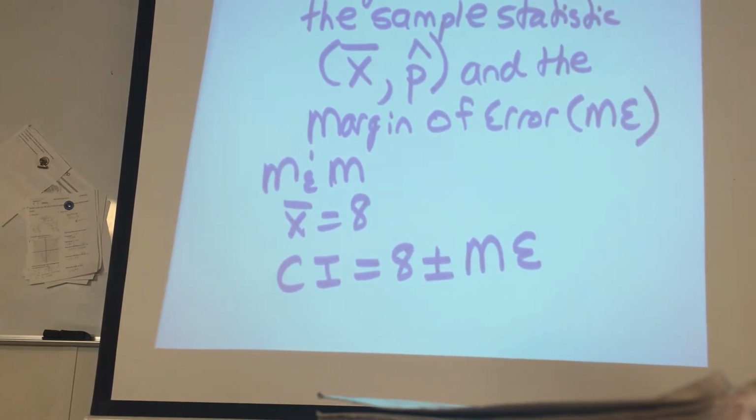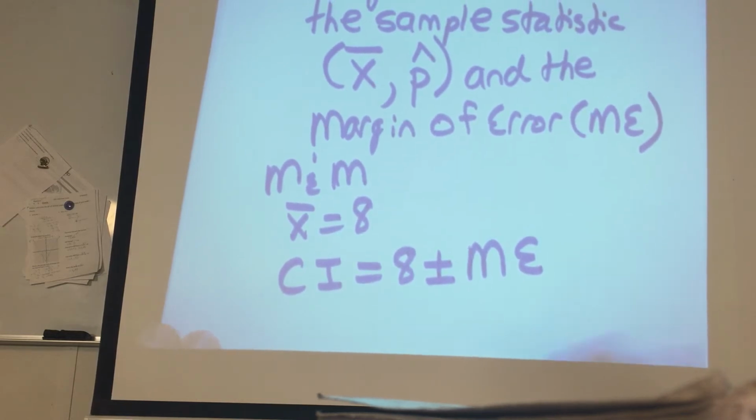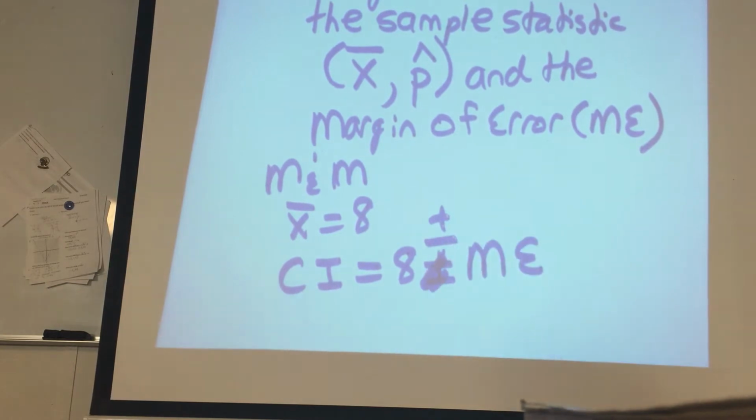Okay. So how do we get this? Question? Karina? Yeah, Karina. So CI equals 8. Is that plus or equals? This is plus or minus. So you have to add on one side and subtract on the other side. Good question. Shamira, same one? No. You sure? Okay. So the margin of error, here's the formula.